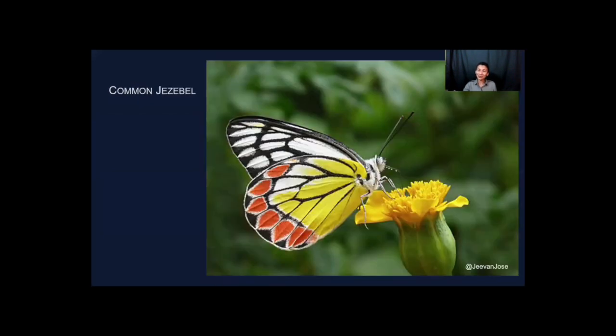Not all whites and yellows are dull after all. They can be very bright like the common Jezebel. Look at these beautiful colors. And the Jezebel can be found all the way from low bushes up into even above the canopy of trees, we've seen it flying.